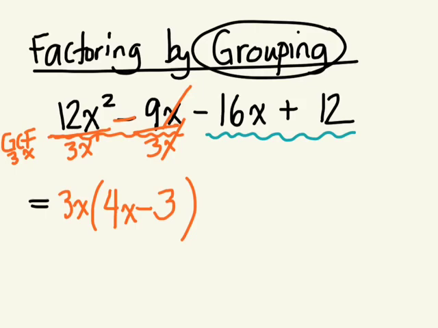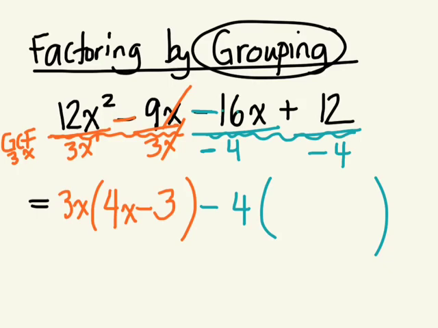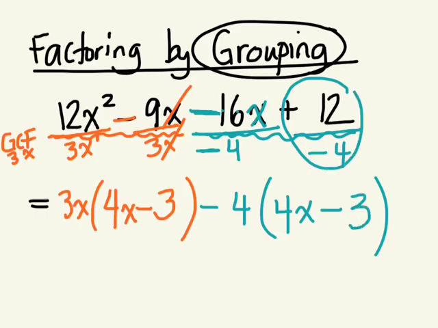Now, the second group, it starts with a negative. So remember I told you if the first term is negative, factor out the negative. What do they both have in common? Negative 4. Do they have a variable in common? No. So I'm just going to write negative 4 times, what's negative 16 divided by negative 4? Positive 4, and then x. What's positive 12 divided by negative 4? Negative 3.